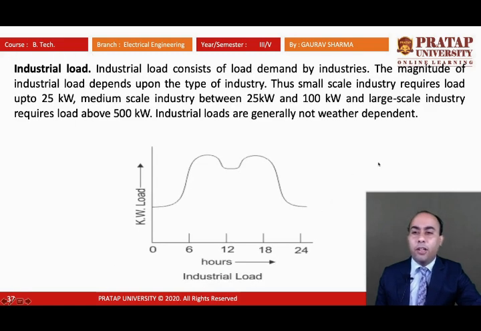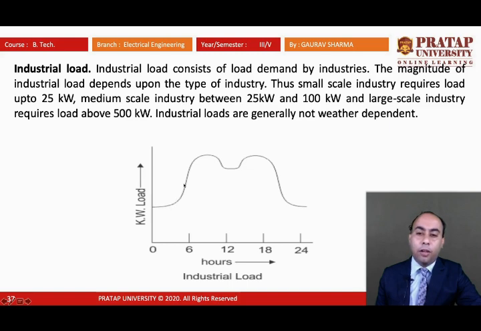And next is the industrial load. The industrial load consists of demand by the industries. The magnitude of industrial load depends upon the type of industry. Thus, a small industry requires load up to 20 kilowatts, a medium industry between 25 to 100 kilowatts, and a large industry beyond 500 kilowatts. So industries are continuously working, but during the daytime near about 6 a.m.